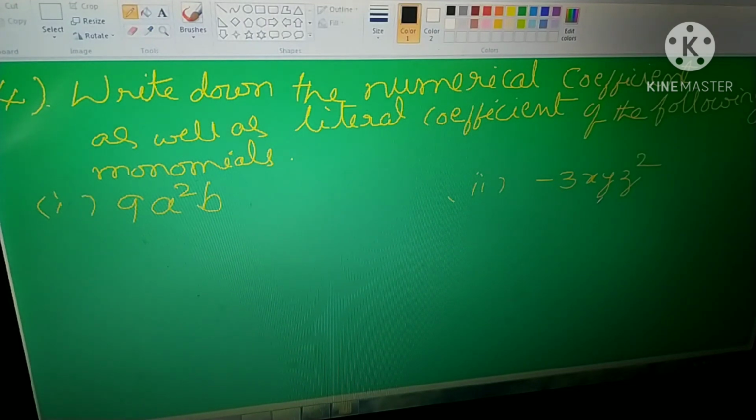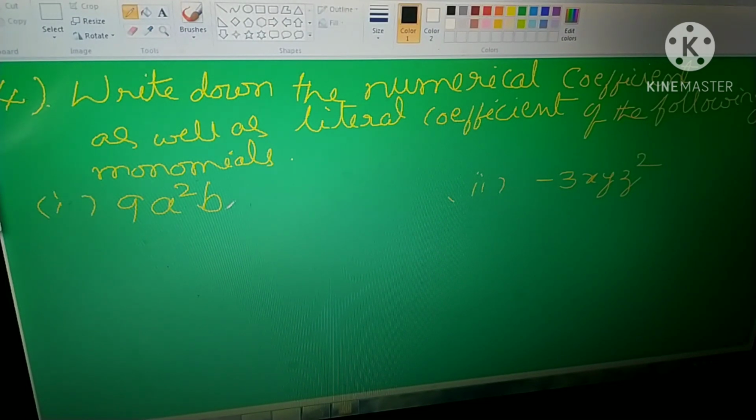Write down the numerical coefficient as well as literal coefficient of the following monomials. Here they have given some monomials, a few problems. So we have to write the numerical coefficient, and also we have to mention the literal coefficient. Now see this one first.